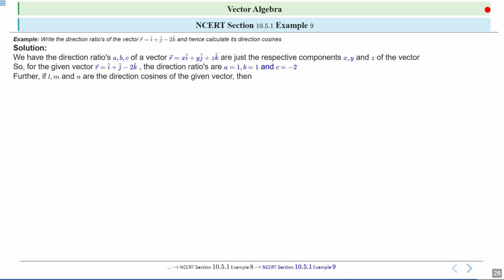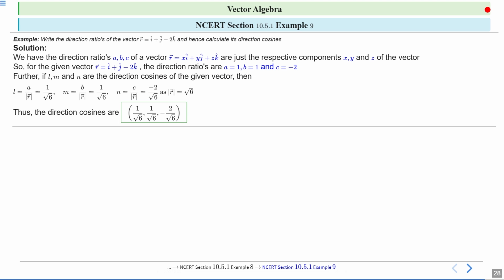Further, if l, m, and n are the direction cosines of the given vector, then l is equal to a upon magnitude of r vector, which is 1 upon root 6. m is equal to b upon magnitude of r vector, which is 1 upon root 6. n is equal to c upon magnitude of r vector, which is minus 2 upon root 6. And the magnitude of r vector is root 6, as calculated using the vector r. Thus, the direction cosines are 1 upon root 6, 1 upon root 6, and minus 2 upon root 6.